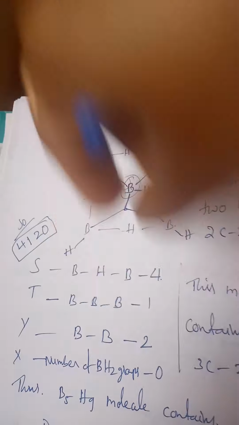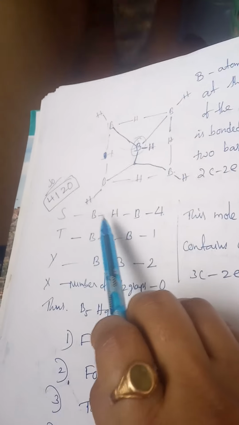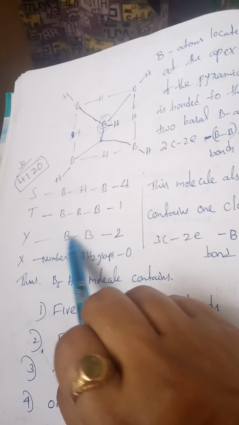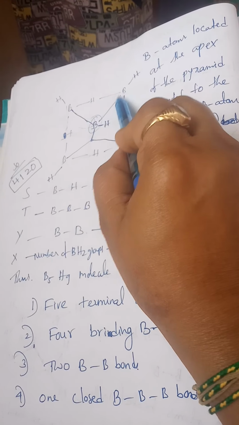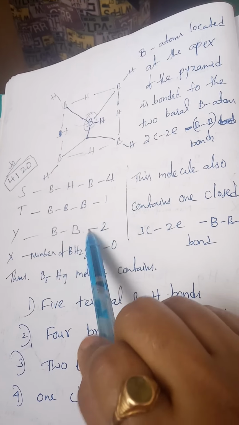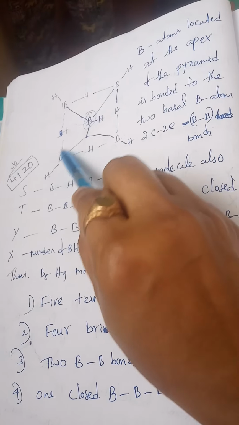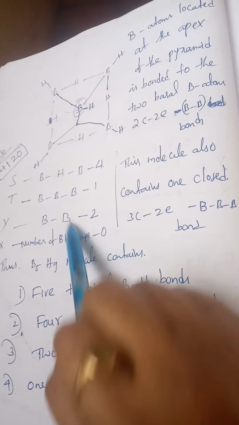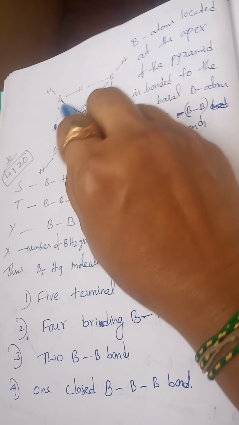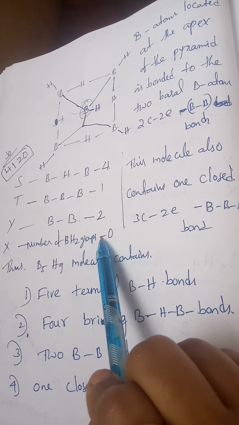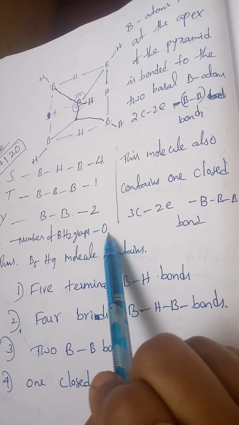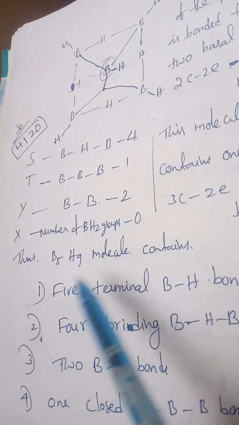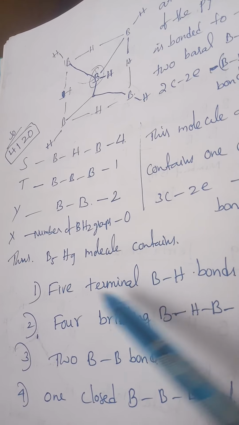So draw like this. Again S, the BHB bonds, is 4, and T, the BBB bond, we have 1, and BB bonds, one plus one is 2, and the BBB bond is nothing but this one. So only one BBB bond, and X is the number of BH2 groups. All are terminal groups only, so there are no BH2 groups in this particular pentaborane. So you write 0. The code is 4120. Based on the structure, the molecule contains 5 terminal BH bonds.